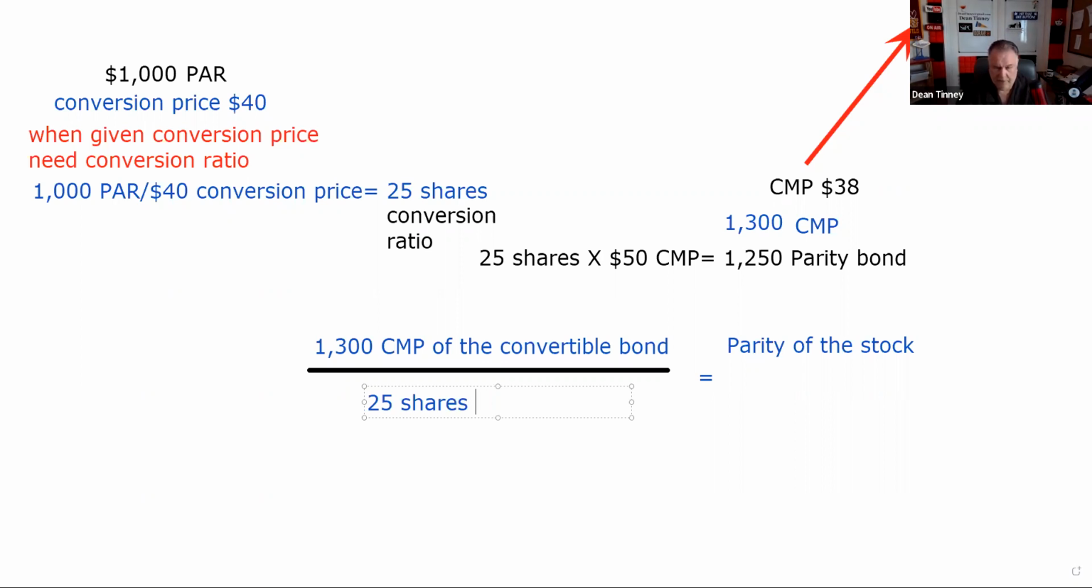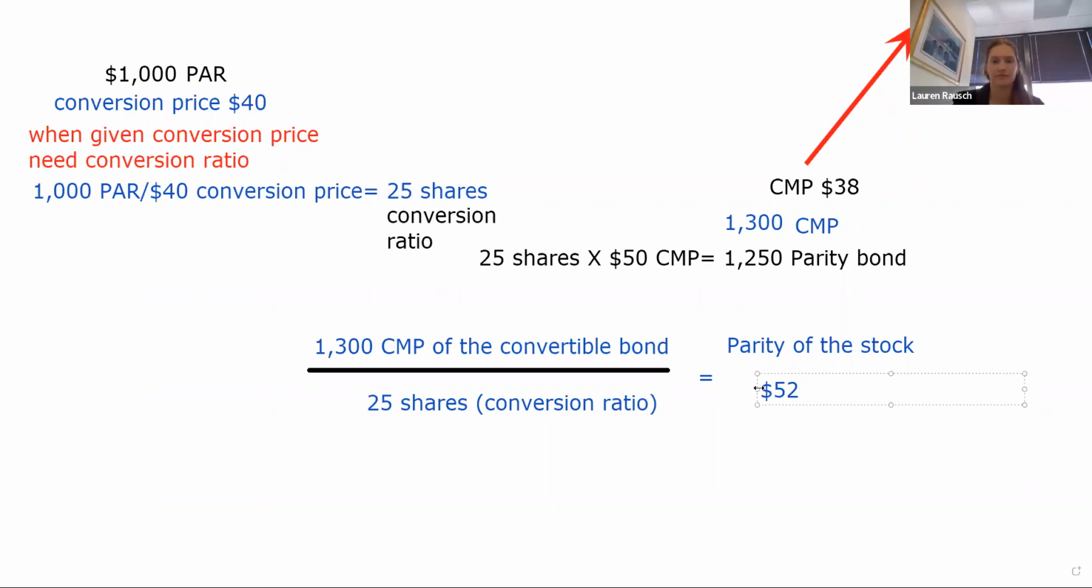Remember, that's our 25. That's our conversion ratio. I say we would be paying the equivalent of $52 for the stock. Let me take my calculator. That formula is very testable, by the way. So 1,300 divided by 25 shares, 52.